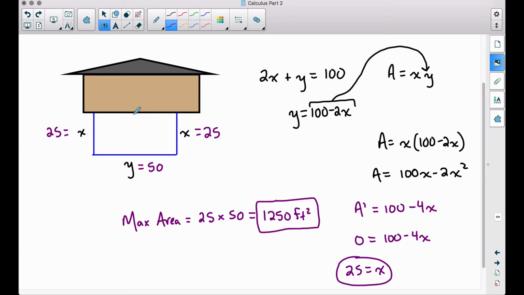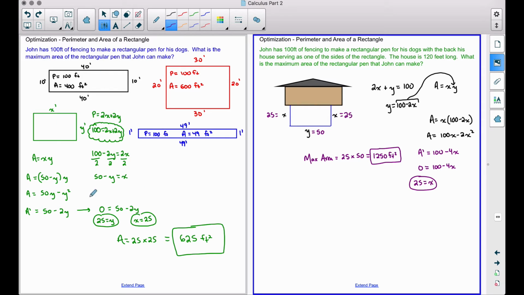So John can make a bigger fence. Granted, he uses the side of his house or the back of his house as one of the sides of the rectangular pen. As compared to what we did in example 1, if you have not watched that, John used 100 feet of fencing for all 4 sides. So again, the work does turn out to be a little bit different, and as you can see here, we do get a bigger area. As a matter of fact, we get twice the area. And that's not coincidental, it's just the way the numbers work.